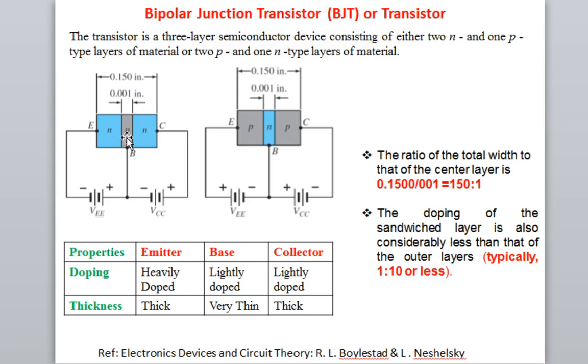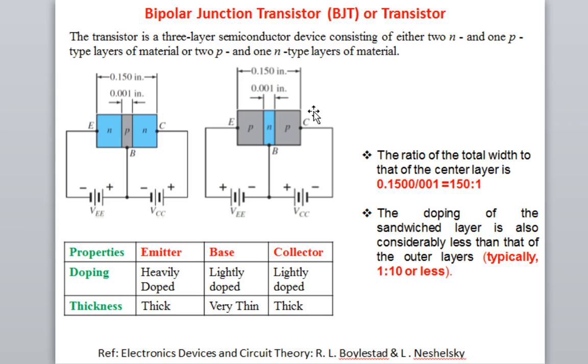In case of a transistor, you have two junctions. The first one is NP, this is basically base and emitter. So here I have one junction, that is the base emitter junction. The other junction is PN, that is the base collector junction. Here also you have the emitter base junction and the base collector junction.